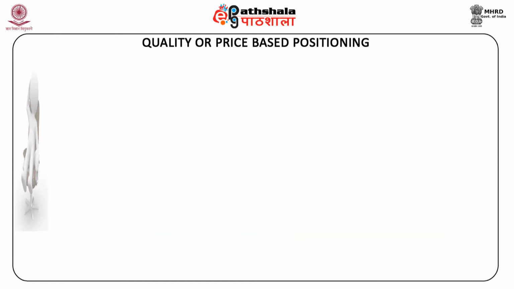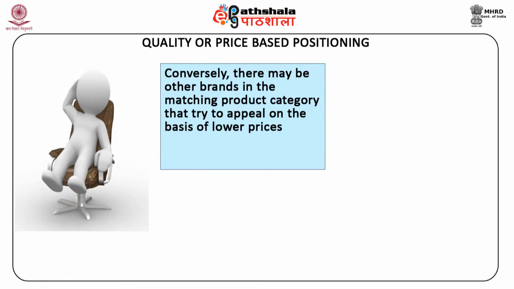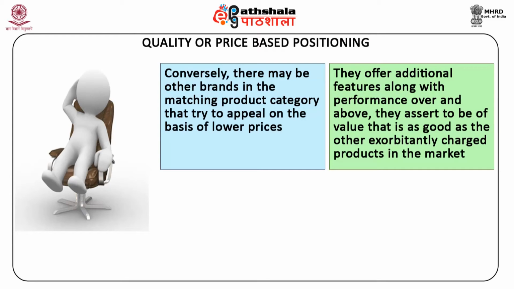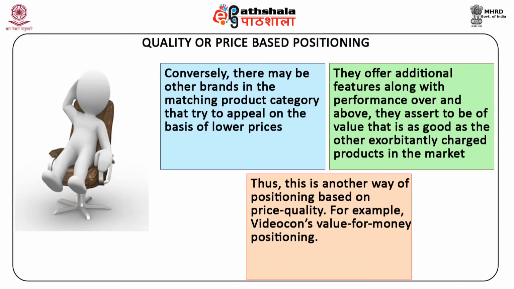go together. Conversely, there may be other brands in the matching product category that try to appeal on the basis of lower prices. They offer additional features along with performance over and above. They assert to be of value that is as good as the other exorbitantly charged products in the market. Thus, this is another way of positioning based on price quality. For example, Videocon's value for money positioning.